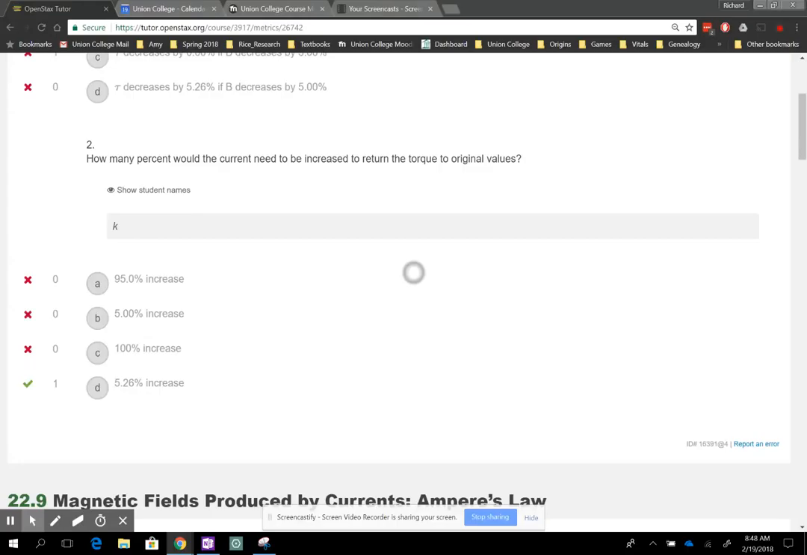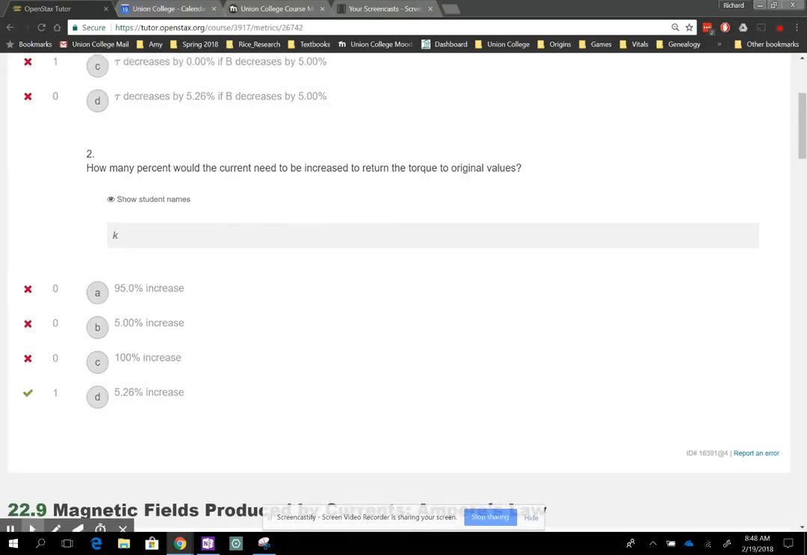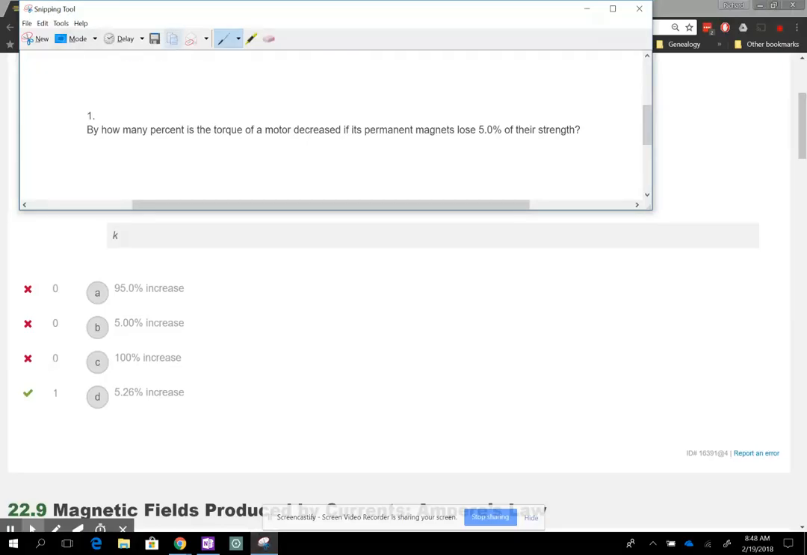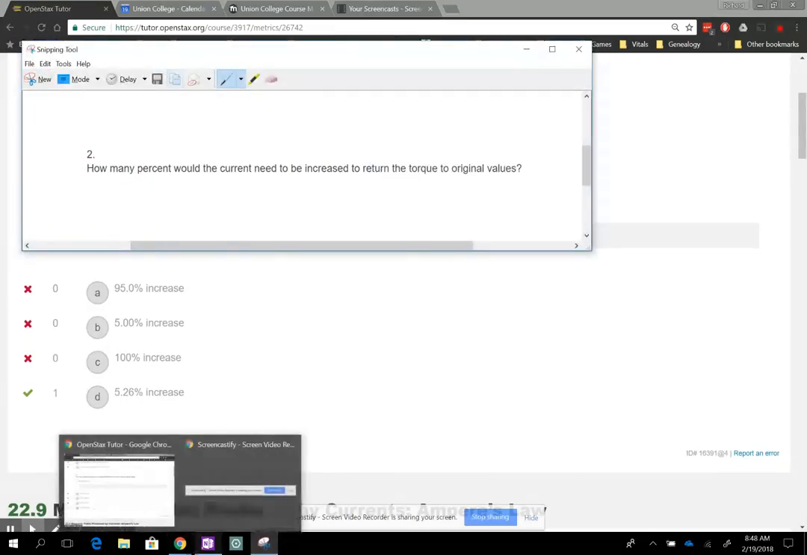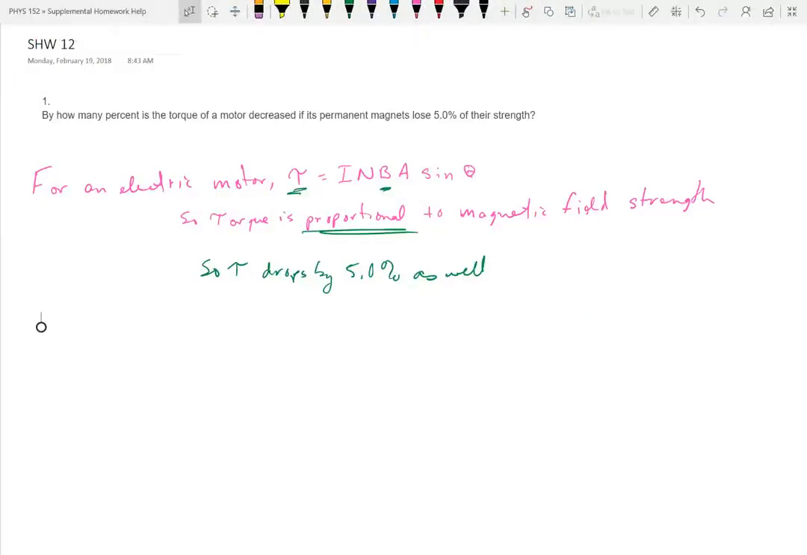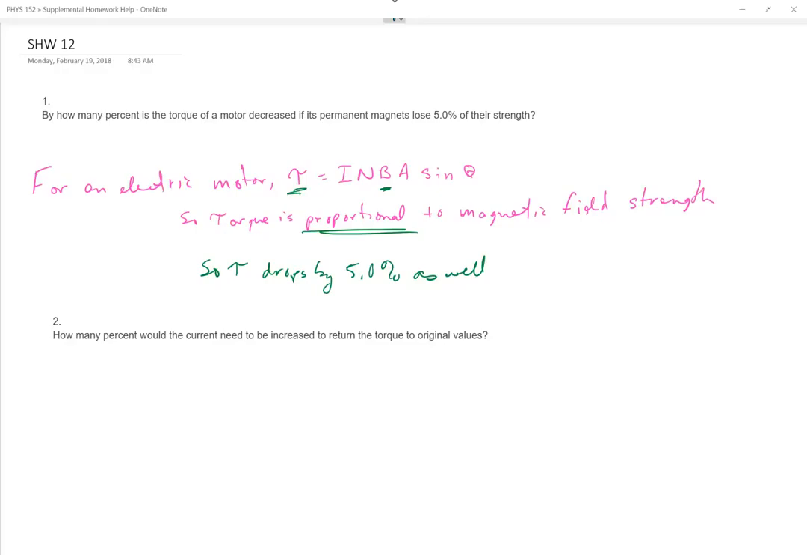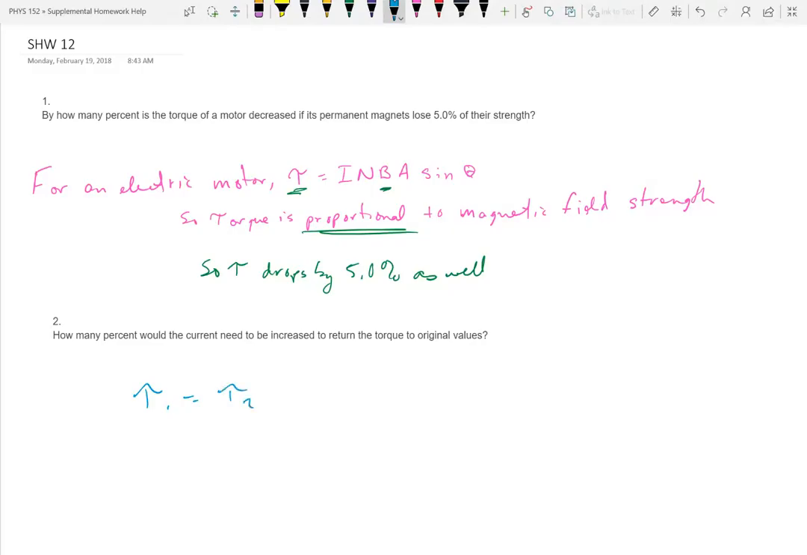So how many percent would the current need to be increased to return to the original values? I'm not sure offhand. Well, we're still using this same equation because it's still a generator. Okay. So we want torque 1 equals torque 2, right? We want the same torque.